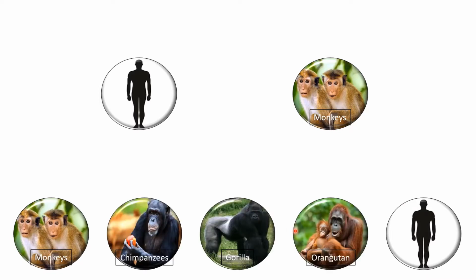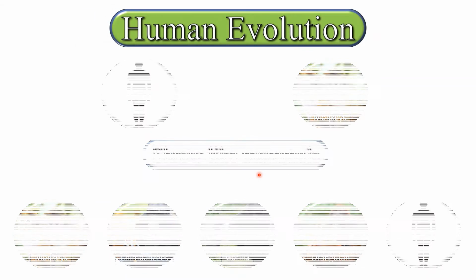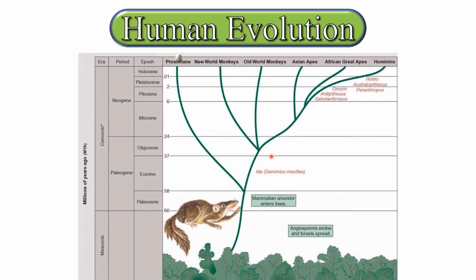Hi everyone. Students, we all believe that humans evolved from monkeys, but the fact is that humans, monkeys and apes evolved from a common shrew-like mammal several million years ago. Now if you look at the human evolution chart, humans, apes and monkeys evolved from a common ancestor, which was a shrew-like animal. So with this chart, we can see that humans did not evolve from monkeys. In fact, we evolved from the common ancestor.